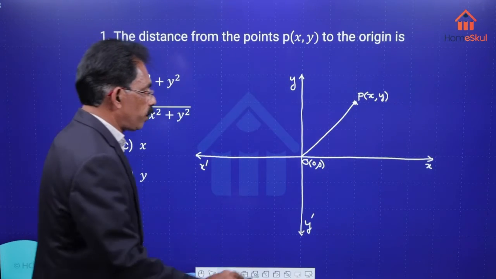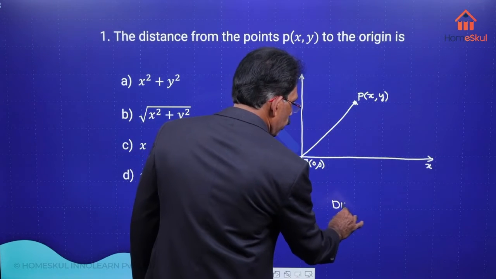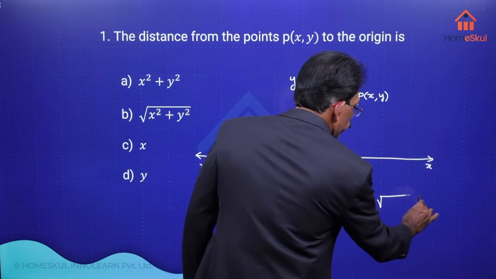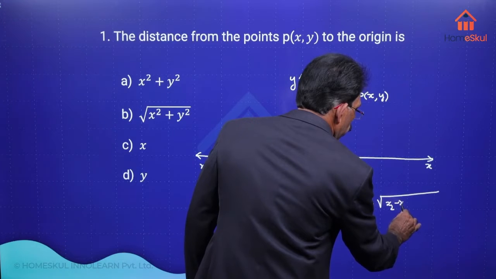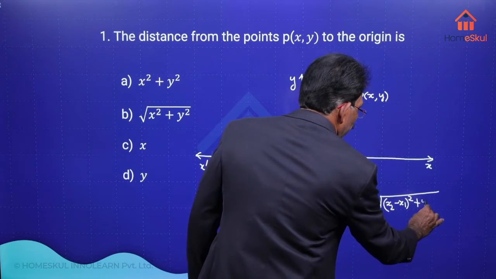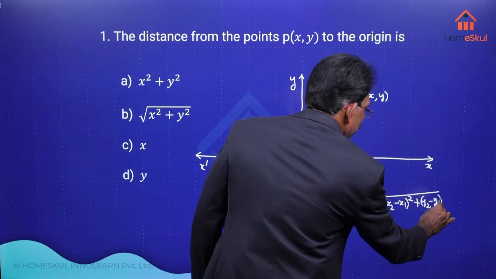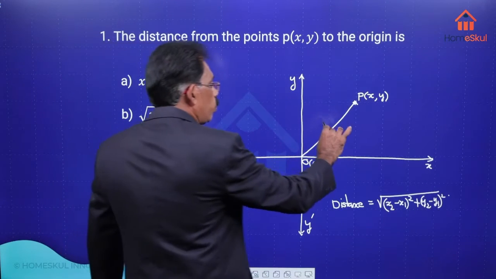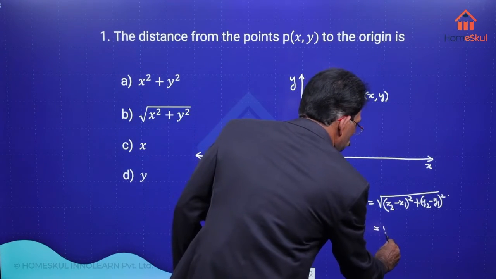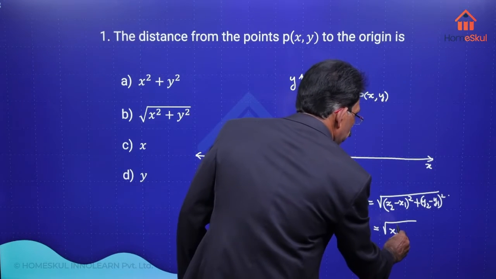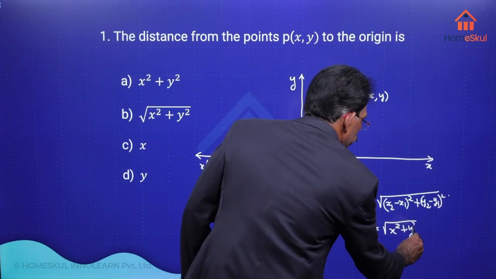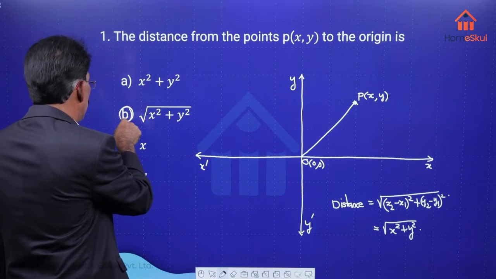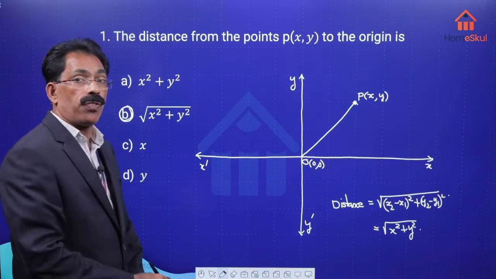Actually, the distance formula: distance equals the square root of (x2 minus x1) the whole square plus (y2 minus y1) the whole square, isn't it? Here, (x1, y1) is (0, 0), and this is (x2, y2). Here, the root of (x minus 0) the whole square, which is x square, plus y square. The answer is the root of x square plus y square. The answer goes to option B, root of x square plus y square.